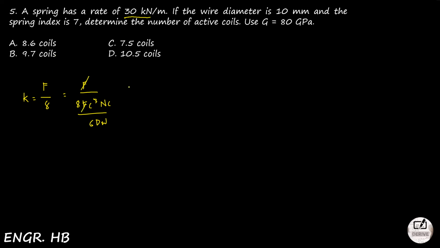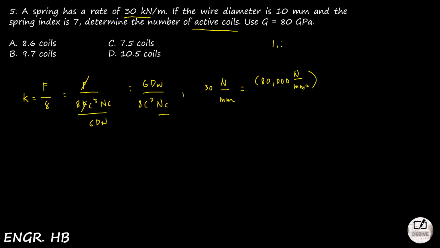So, si force ay canceled meaning GDw mapupunta sa taas at sa ilalim matitira si 8C cubed Nc. So that's why we don't need to memorize this one. Basta tanda mo lang yung formula ni deformation. And ayan, so GDw over 8C cubed Nc. So the question is looking for the number of active coils which is Nc. So isa-isahin natin kung given lahat. Si K daw is 30 kilonewton per meter. Or pwede nating sabihin 30 Newton per mm na siya. Kasi pwede siya maging 30,000 Newton per meter at si meter is 1,000 mm. So 30,000 divided by 1,000. So that was also equivalent to 30 Newton per mm. G is 80 gigapascal or 80,000 megapascals.